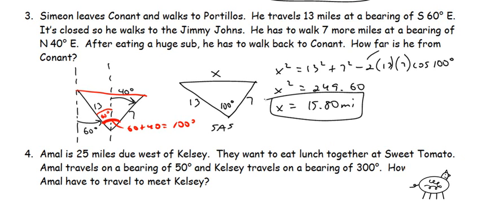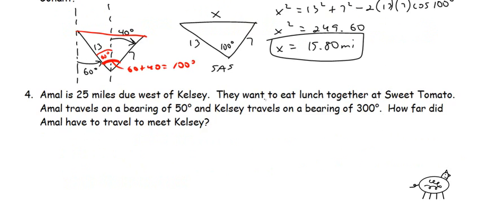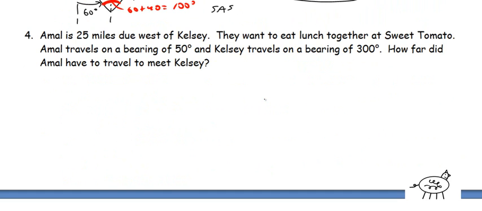Okay? That's how far he's from Conan. Poor guy's got to walk all the way back. All right. Number 4, Amal is 25 miles due west of Kelsey. Okay, so here's Amal over here, and here's Kelsey. And it's due west. So we know it's an east-west line, and this is 25.